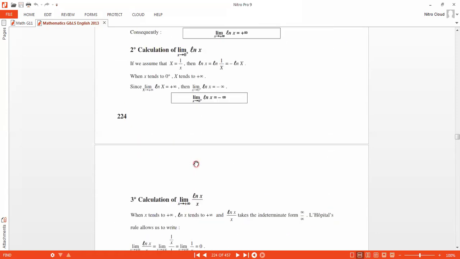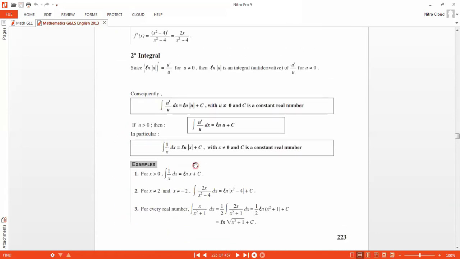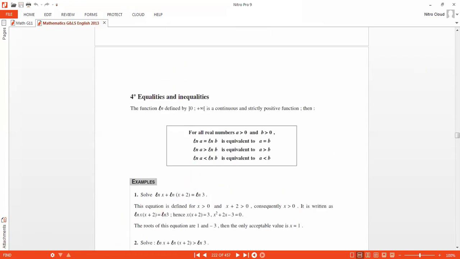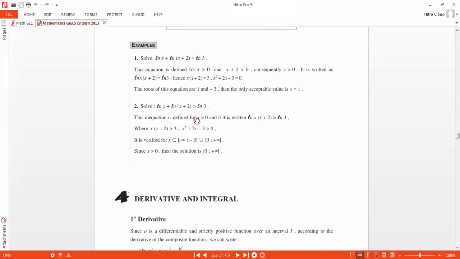Next week, of course, we're going to start with the derivatives. And when we are done with the derivatives, we start variation. We start a complete question where you are asked to do the variation of the function in order to draw the curve at the end of the lesson.